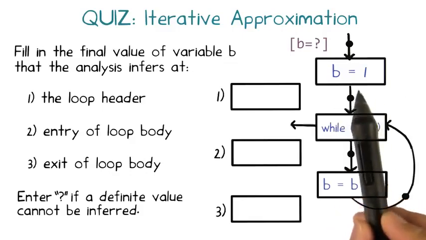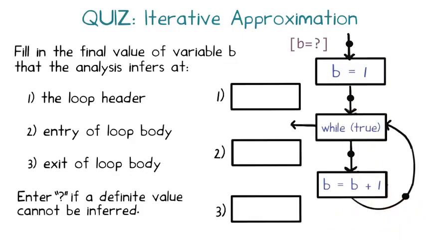Immediately after the assignment of 1 to b, our static analysis knows that the value of b is 1. Therefore, the value of b in the first box is 1. As the analysis proceeds, it discovers that the value of b at the entry of the loop body is still 1. Similarly, it discovers that the value of b at the exit of the loop body is 2. But the analysis is not done yet. It must analyze the loop again to ensure that these values are indeed sound.